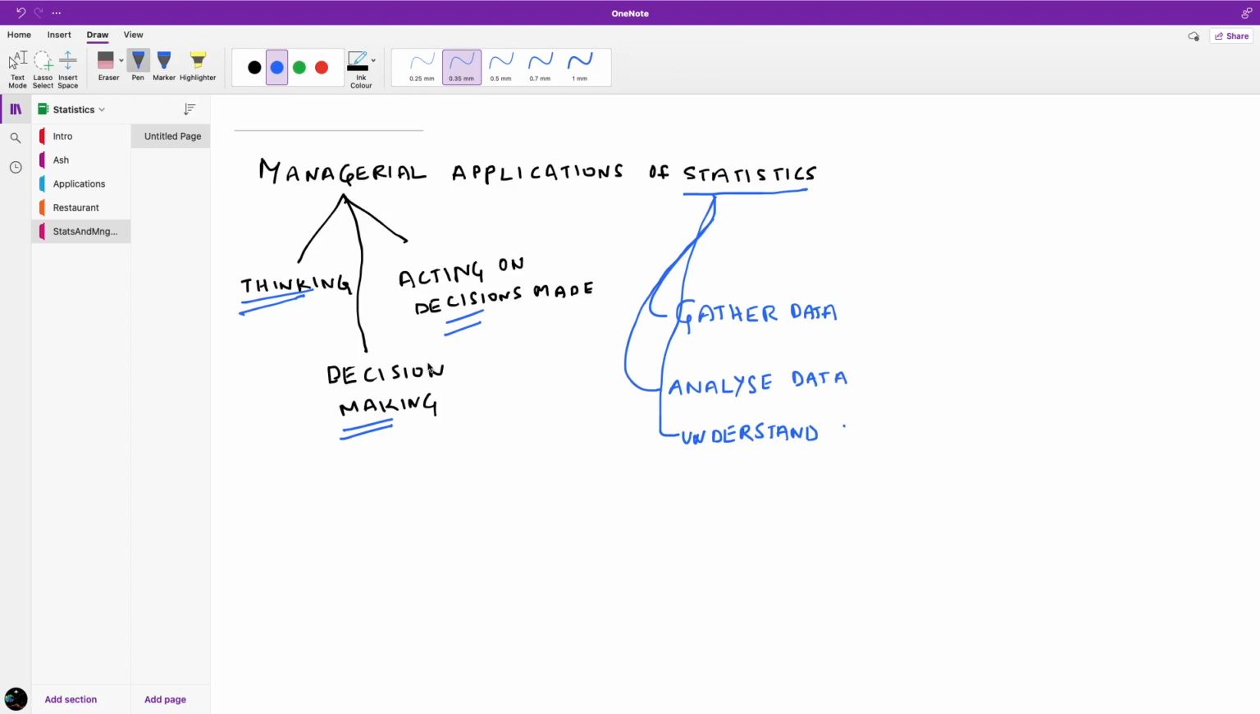So here is where statistics comes to help us make proper decisions. Statistics has methods and tools to gather data, and then it has tools to analyze the data and help us understand and get more insight into the information provided. These in turn help the manager to think, make decisions, and act upon them.